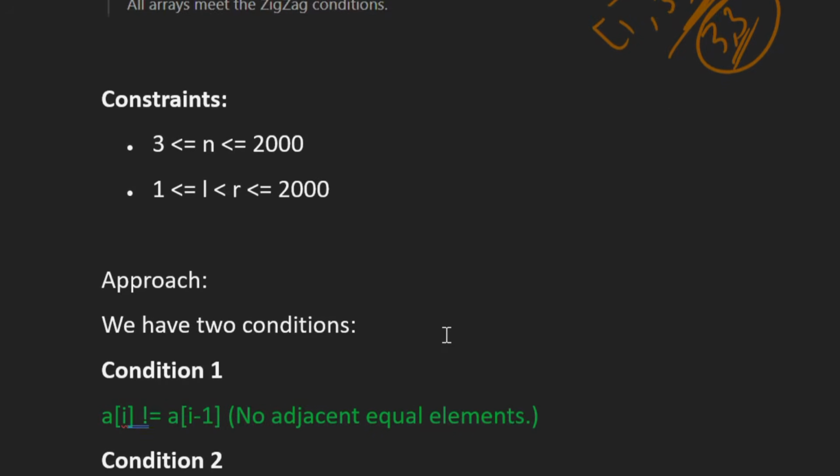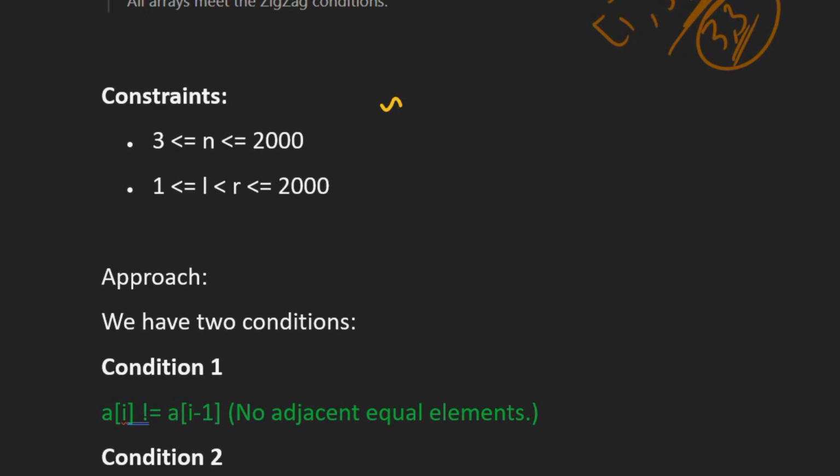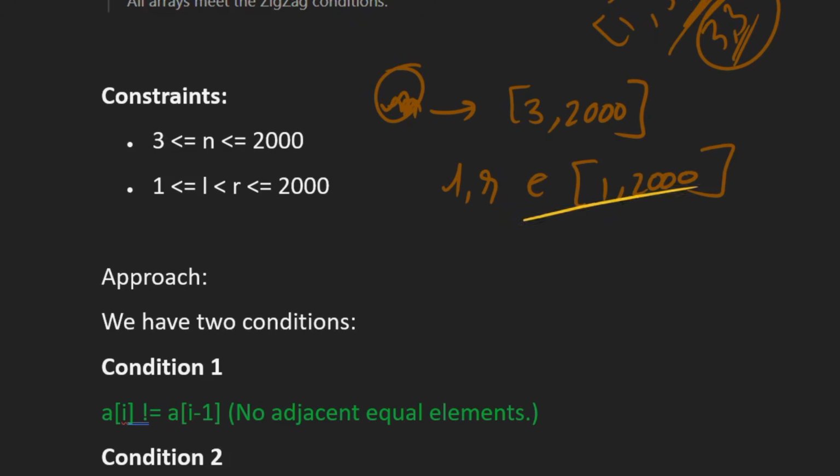So let's see the constraints. Here n, which is the array length that we have to form, can be anything from 3 to 2000. And the values of L and R also lie in the range 1 to 2000.